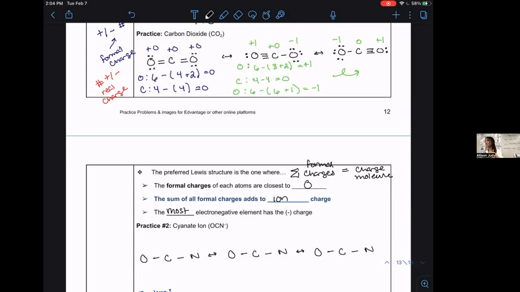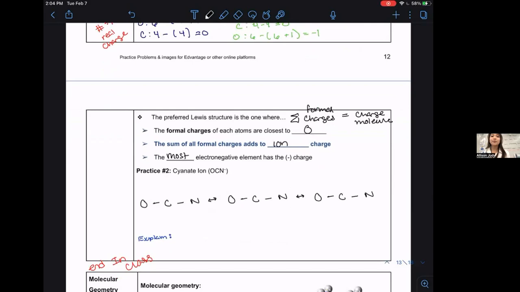MOOF. Okay. So your homework and warm-up tomorrow will be, and you can do this now, figure out, this is the hint of how to draw the structure, figure out the three types of formal resonance, and then tell me which is the most legitimate according to formal charge. Start on that now until the end of class.